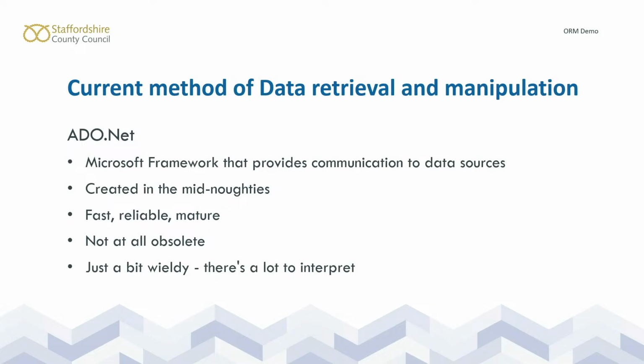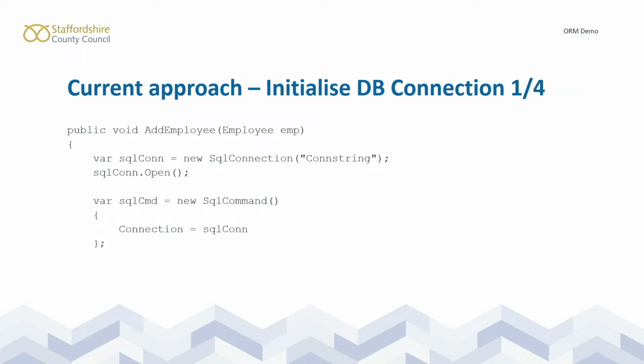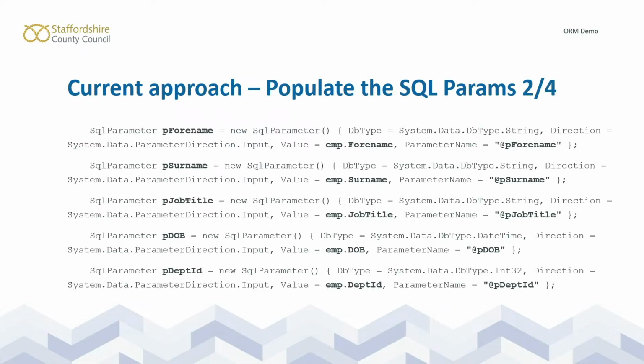And I've done a bit of an example here. Let's say I want to insert an employee. So you pass in the employee object that's been populated. You get the connection string. You open the connection with the connection string. You define a command, you set the connection for that command to be the SQL connection. And then you get this sort of thing. I mean, we've only got five parameters there, but it looks so unwieldy.